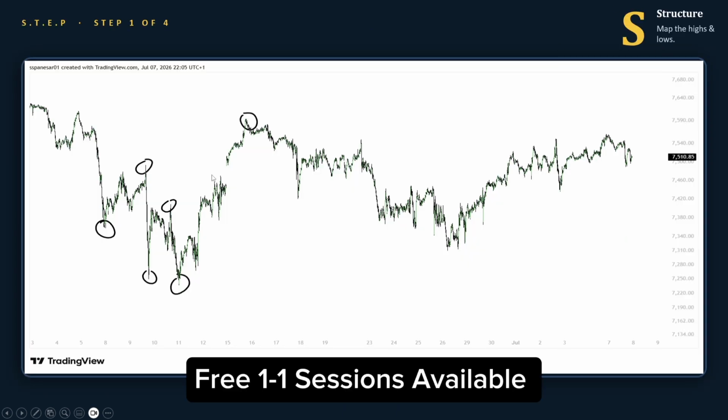So first is about market structure. And as you can see here on ES futures or the S&P 500, ES, S&P, essentially the same thing. One's futures, one would be CFD. As you can see here, market gives us a series of lows and highs and lows and highs and lows and highs, right? One quick thing is, market structure is one of those concepts where it doesn't matter how long you've been trading for, whether you're a beginner or quote unquote advanced, you never want to skip market structure, or you never want to skip the basics.